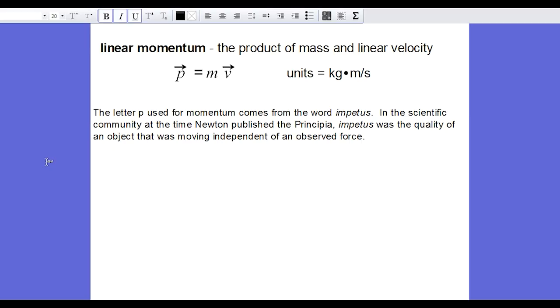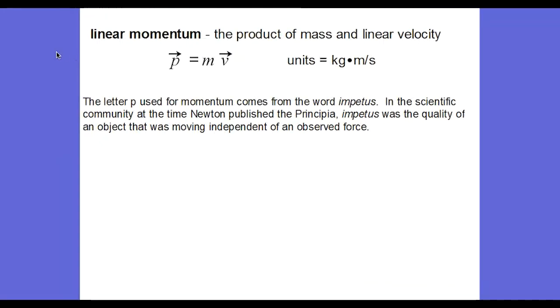Here we introduce a new vocabulary word, and that is linear momentum. In the physics definition, it is very simple. All it is, is the product of an object's mass and its linear velocity. Oftentimes, we just talk about momentum, but linear momentum serves to differentiate it from angular momentum, which we'll talk about in Chapter 11. But for now, linear momentum, like I said, is just the product of mass and velocity.